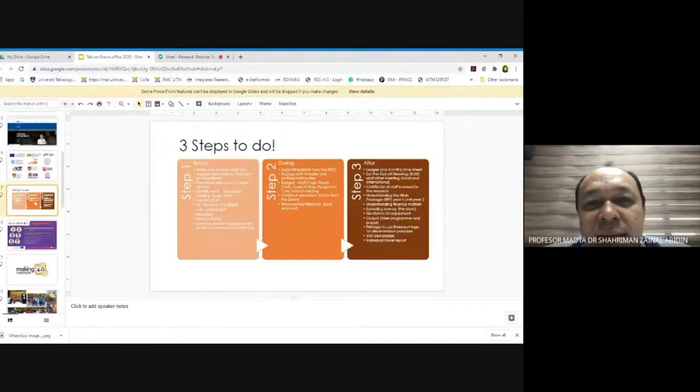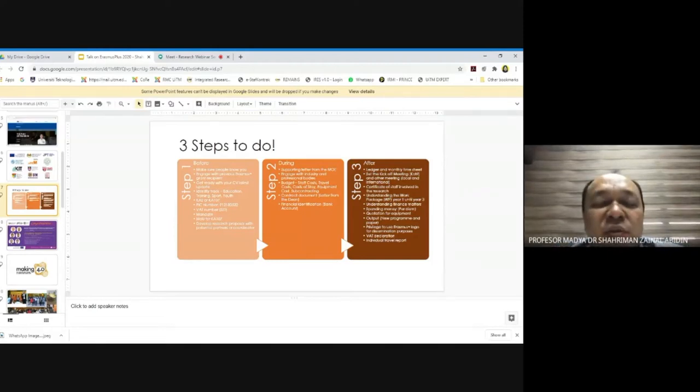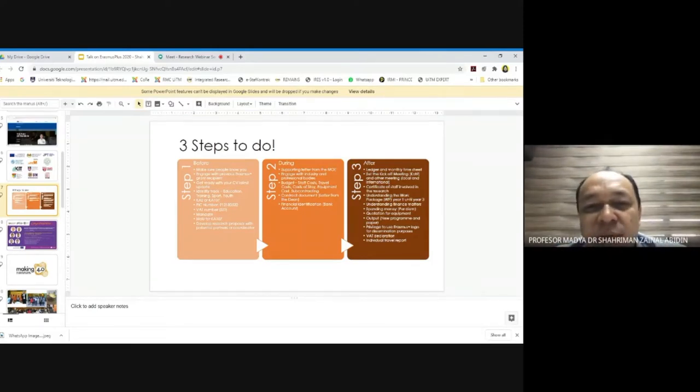Next, I think this is the important part of the session. What should we do if we want to apply for an Erasmus Plus grant? Step one, before you apply for the grant, I would advise you to make sure everybody knows you. One of the best ways to make yourself visible in the eyes of researchers in European countries is by updating your performance or your CV on your university website.